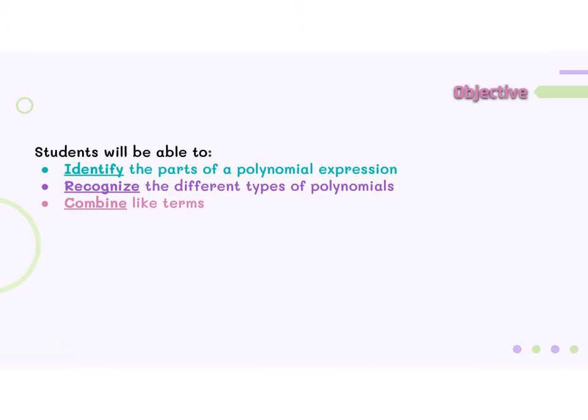The objective for this lesson is students will be able to identify the parts of a polynomial expression and recognize the different types of polynomials. I made a mistake and forgot to remove combining like terms from this objective. We will do that in lesson 101.2.